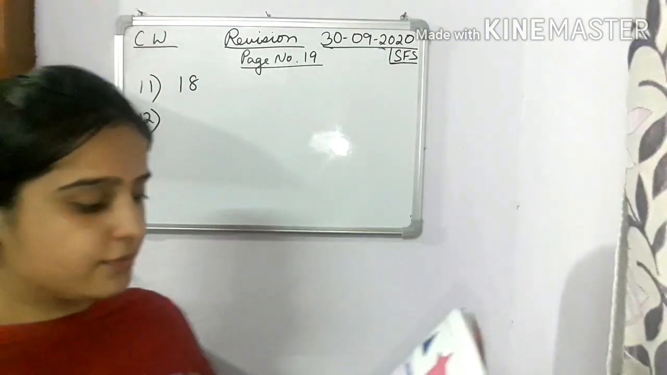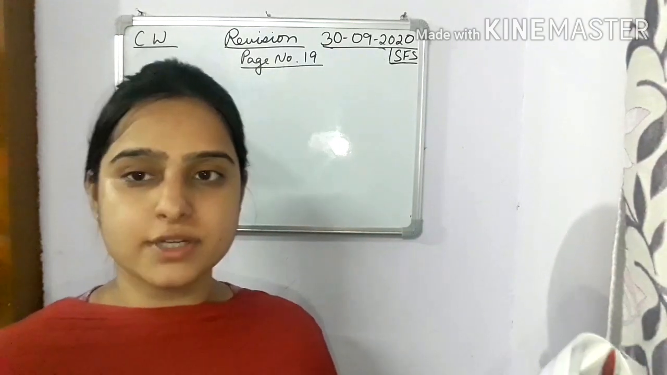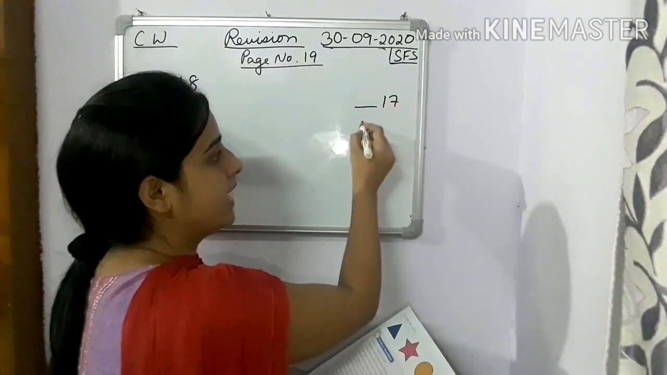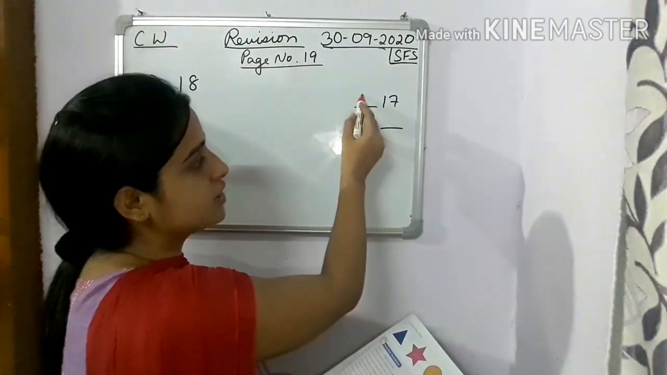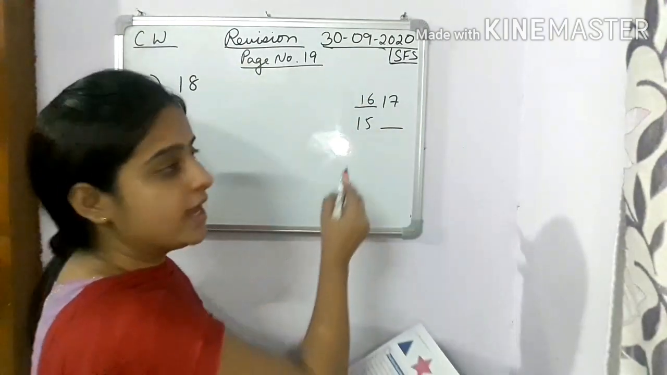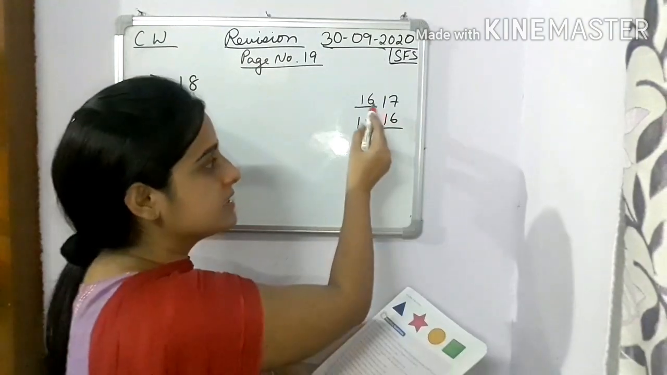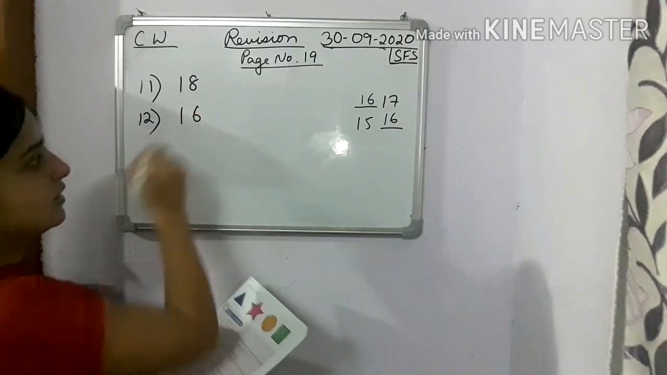Number 12. Which number comes before 17 and after 15? Before 17 what comes, children? 16. And after 15 what comes? 16. So, the answer is 16. Okay.